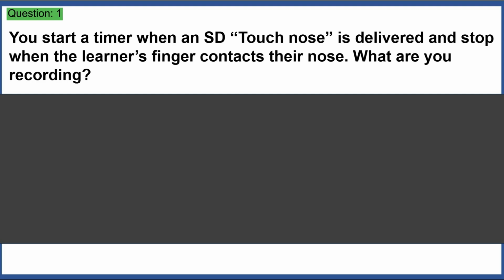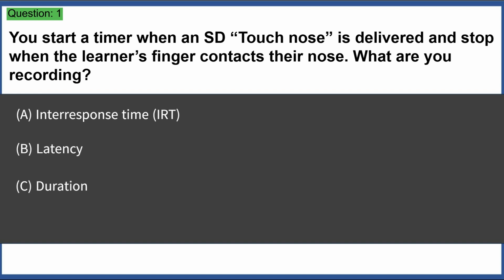You start a timer when an SD touch nose is delivered and stop when the learner's finger contacts their nose. What are you recording? A. Inter-response time, IRT. B. Latency. C. Duration. D. Rate. Answer, B. Latency equals time from SD to response onset.